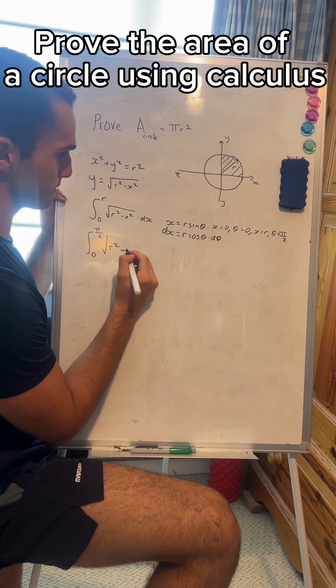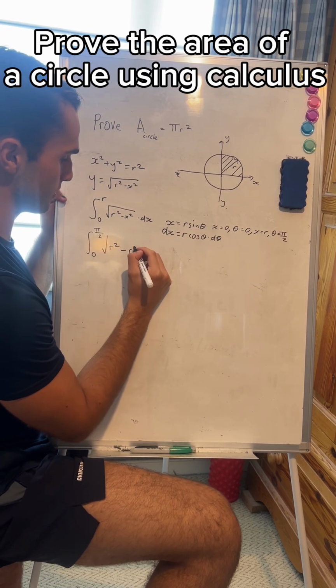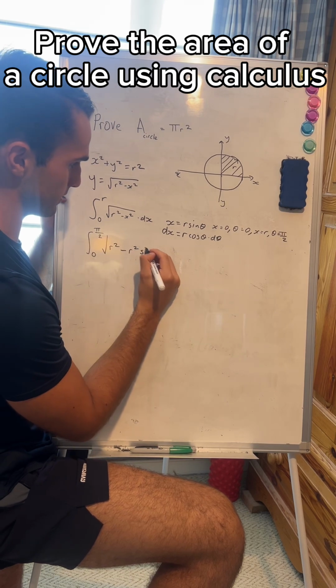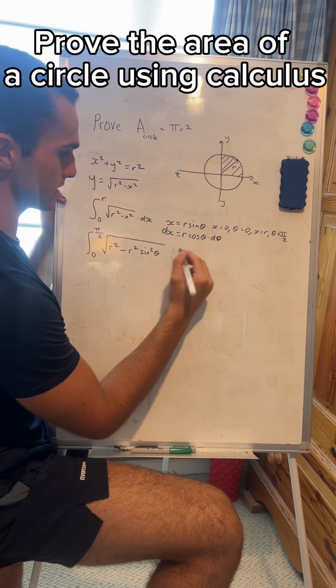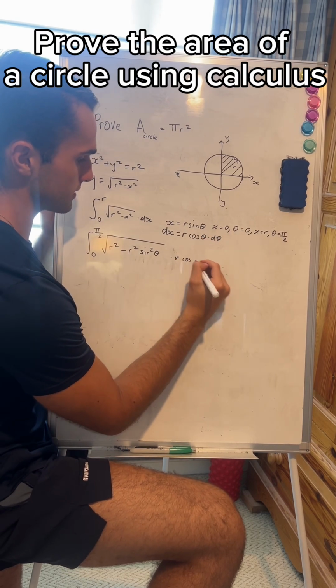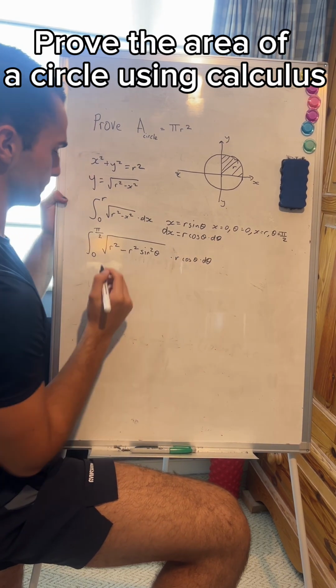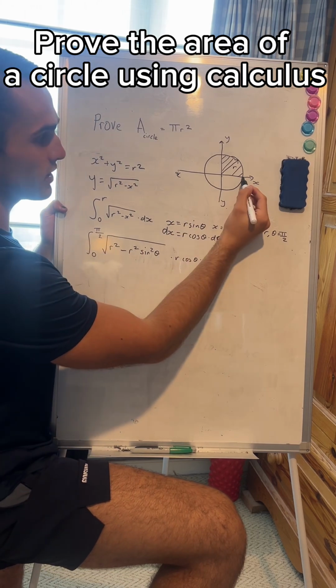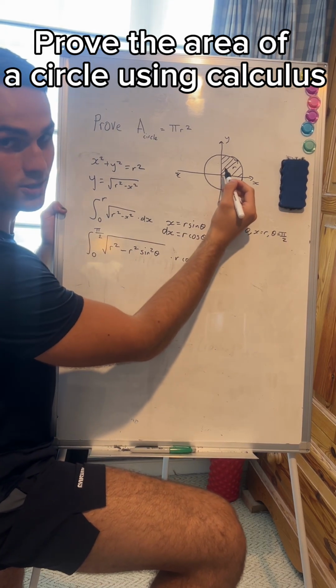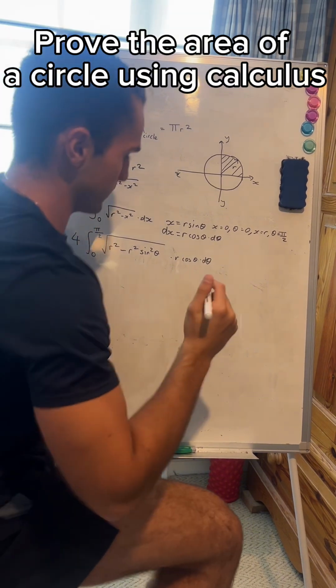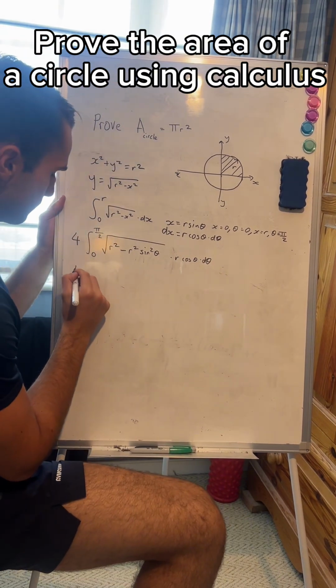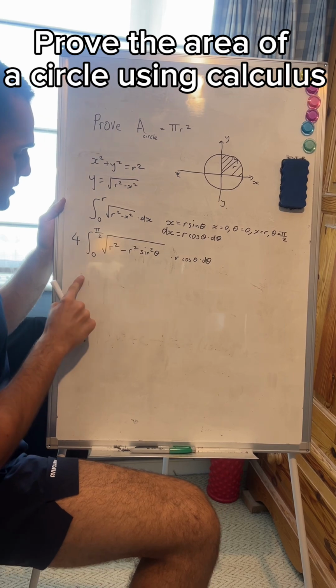So r squared minus x squared is now r squared sine squared theta, times dx, which is now r cos theta times d theta. And this is between here and here, which is a quarter circle. So we're going to times the entire thing by 4, which is nice. This is going well. But before we do that, actually, we're going to rewrite this.